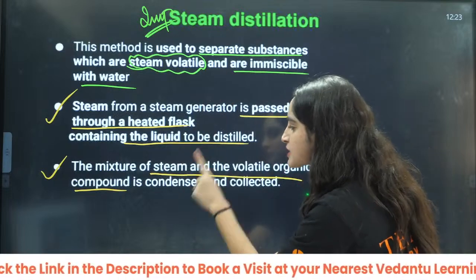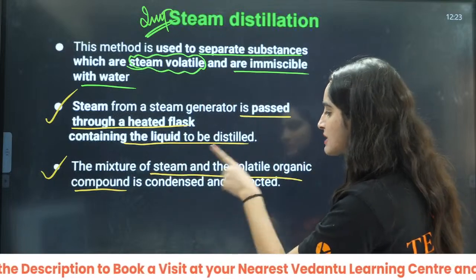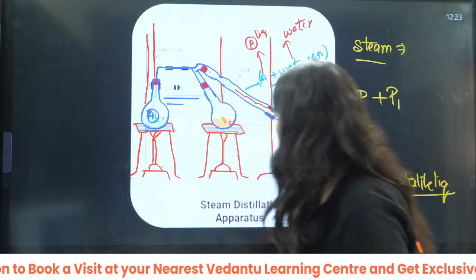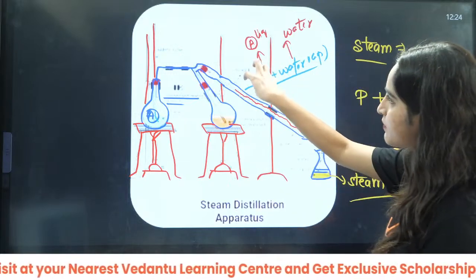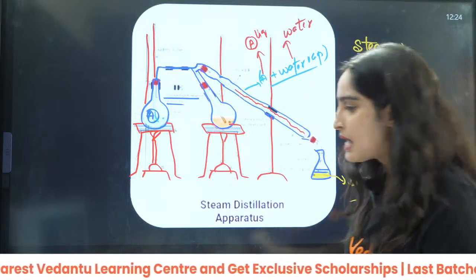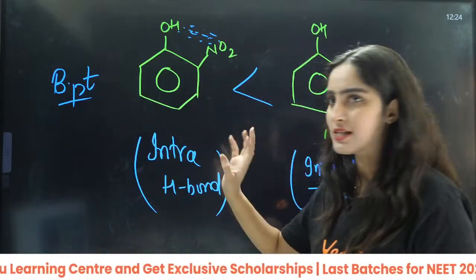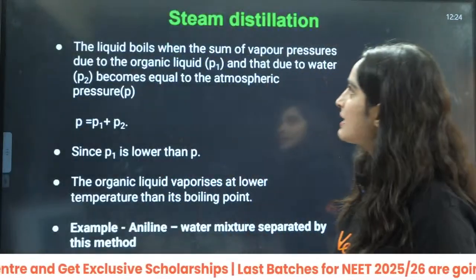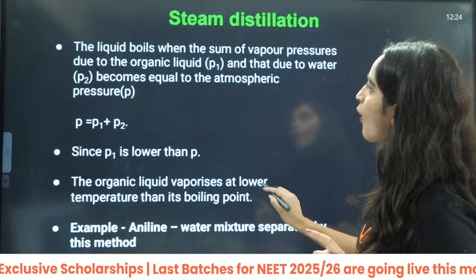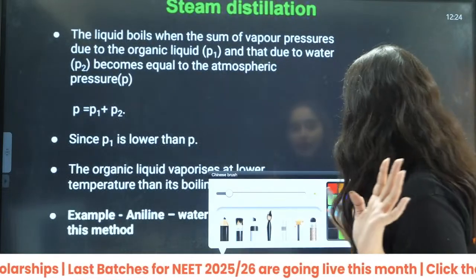The mixture of steam and volatile organic compound is condensed and collected. We know that here we had a mixture of steam, volatile compound and water vapor, right? That is steam, that is distilled and collected, right?